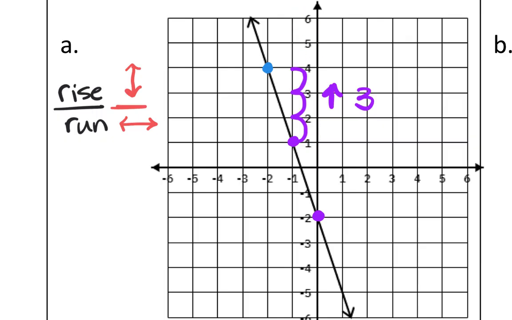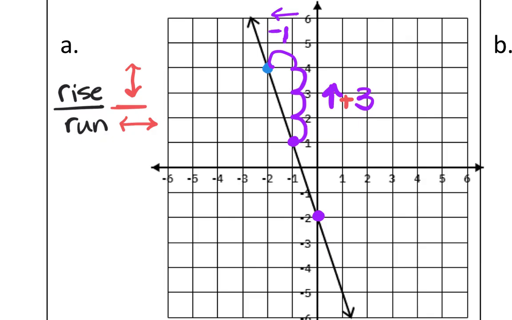So I'm going to do plus 3. All right, then I'm going to go to the left to get to my blue dot. So I'm going to go over to the left 1. If I'm going to the left 1, think about your axis. If you're going to the left 1, is that a positive or negative direction? Negative. A negative direction. So I'm going to put a negative 1 there.